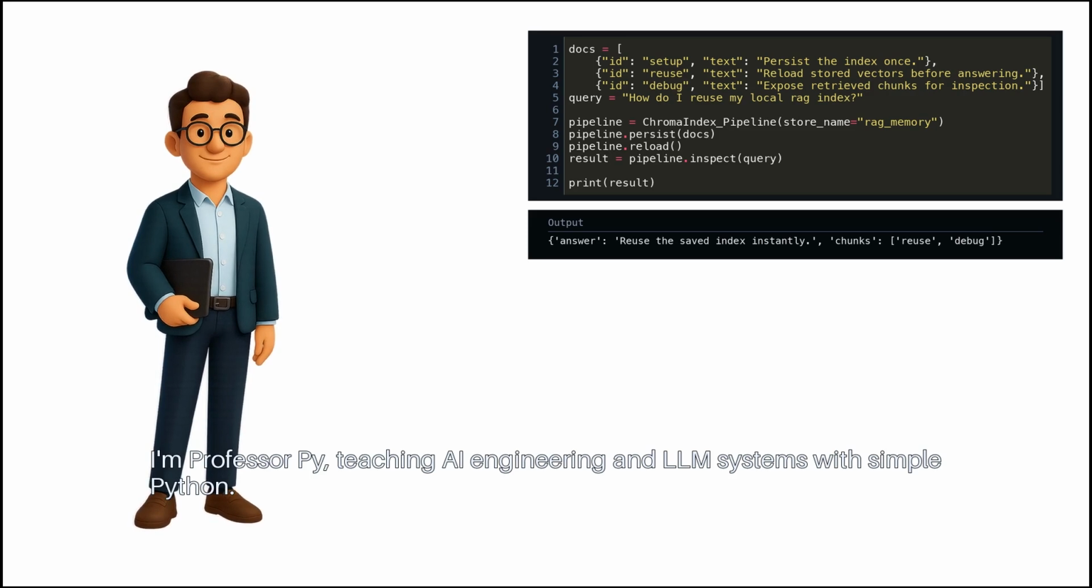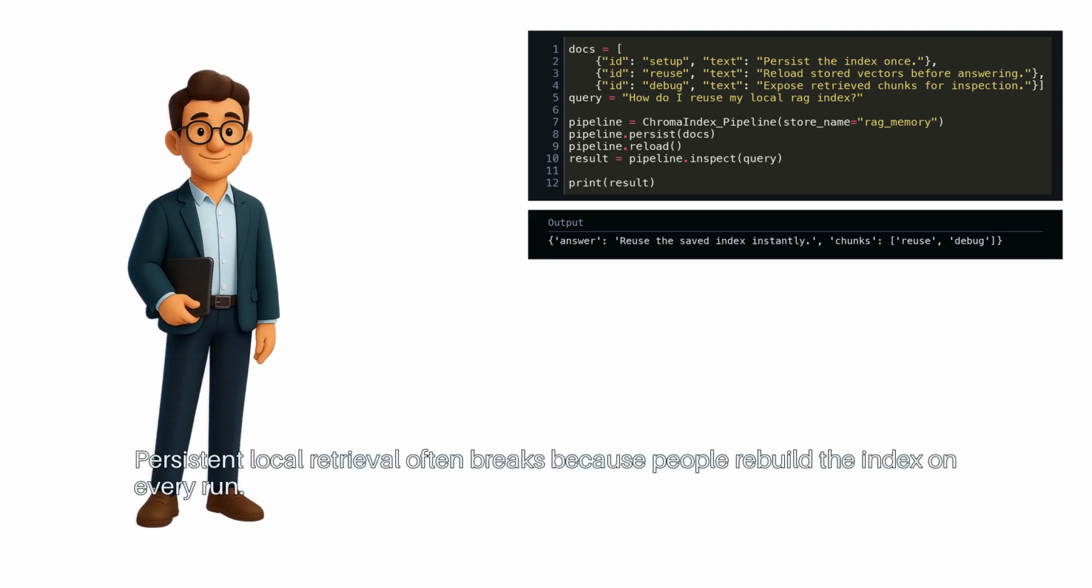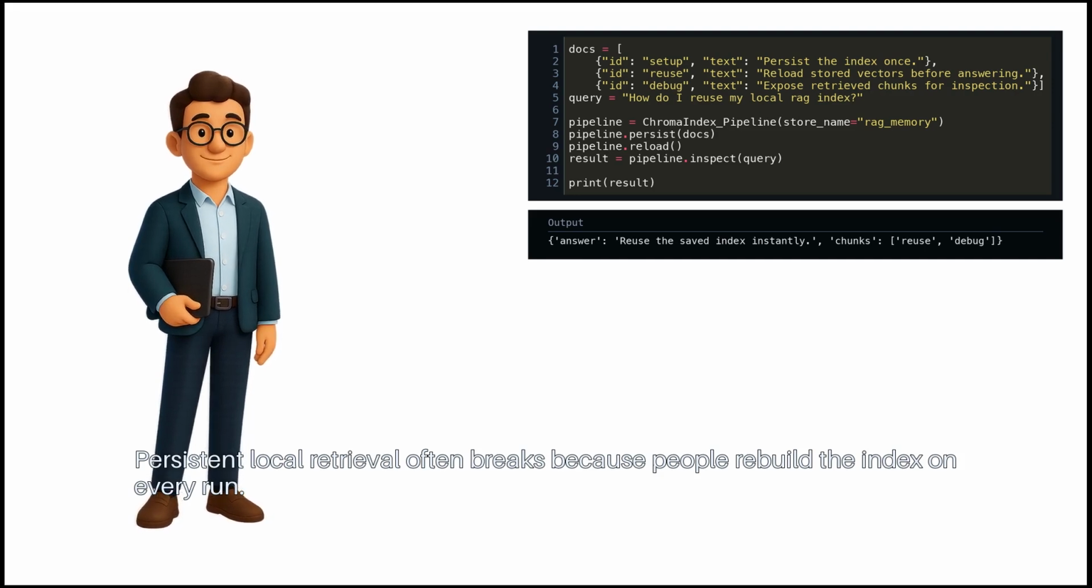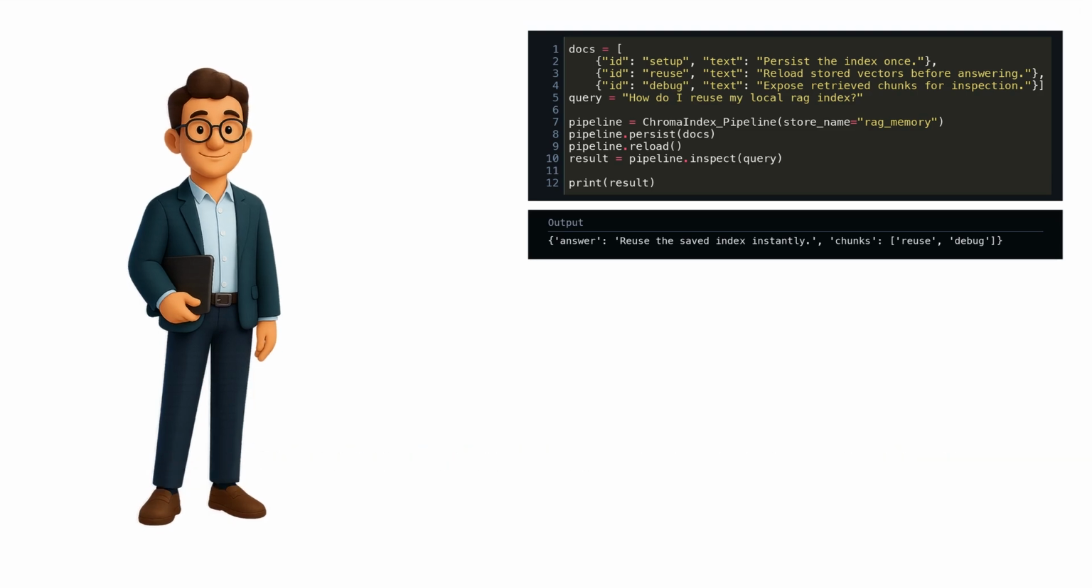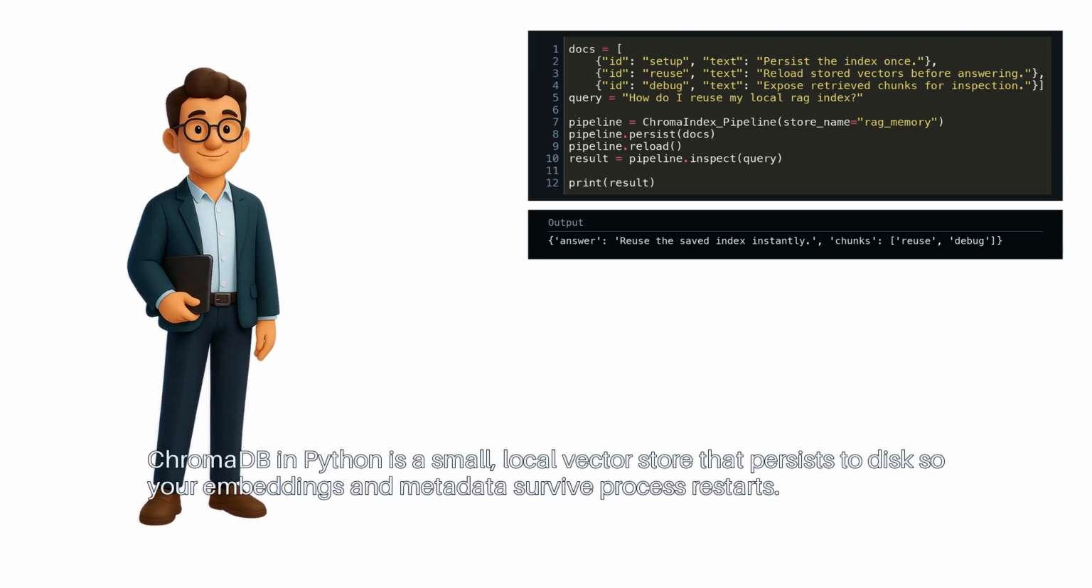I'm Professor Pi, teaching AI engineering and LLM systems with simple Python. Persistent local retrieval often breaks because people rebuild the index on every run. That kills iteration speed and makes debugging impossible when results drift.